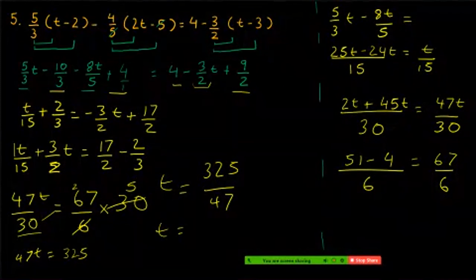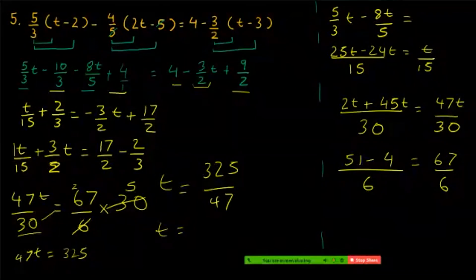Tom, can you get the calculator and do that real quick? That becomes an irrational number. Okay. So we get 325 over 47.